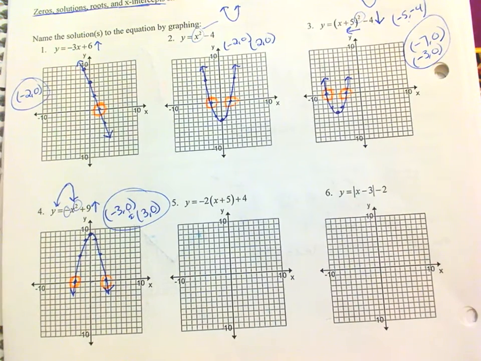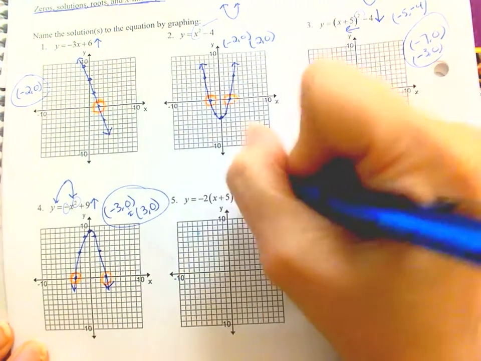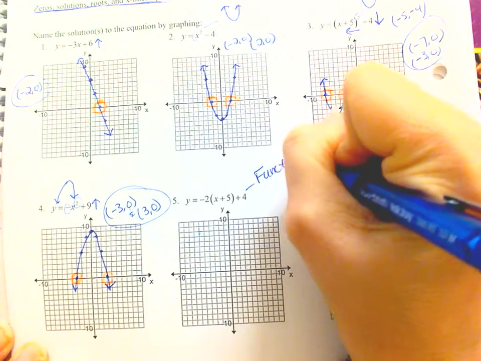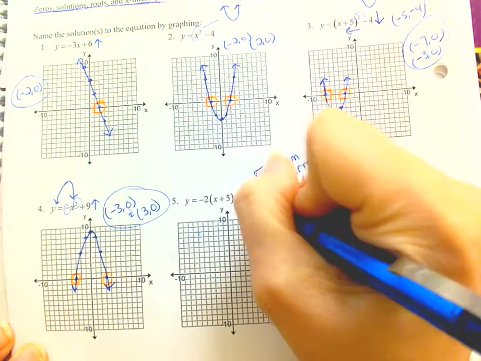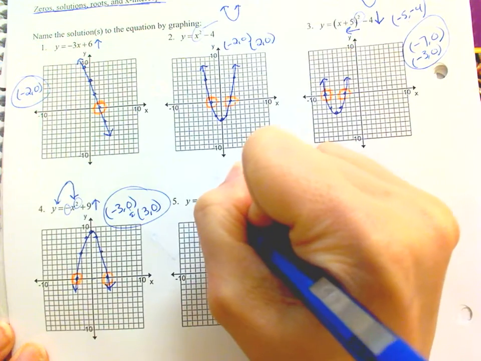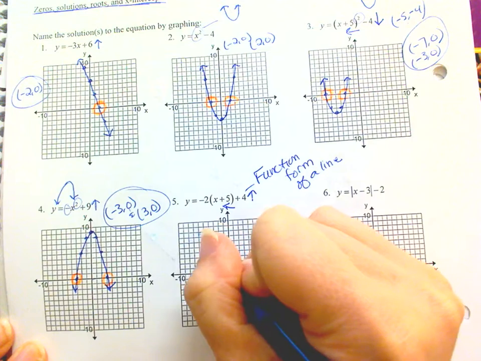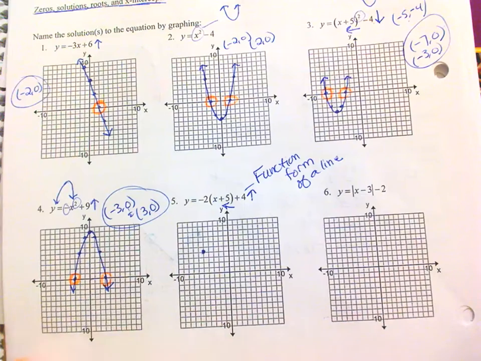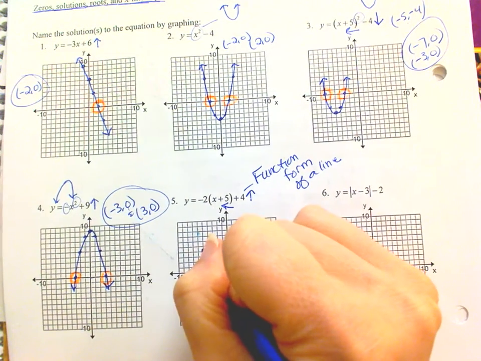Number 5. Number 5 is just going to be a smidge bit different. Hopefully looking at this, you realize there is no square term. So therefore, this is just function form of a line. So we still use the same rules. We're still going to go up 4, back 5. 1, 2, 3, 4, back 2, 3, 4, 5. You can put your dot there, but instead of making our parabola, this negative 2 is your slope. Down 2 over 1.